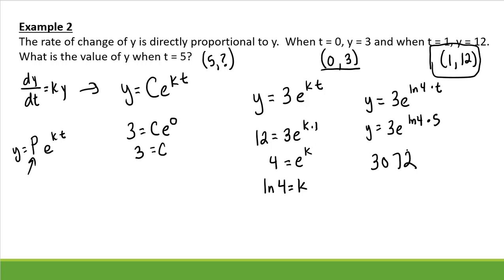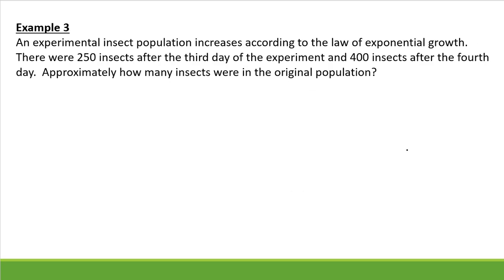Here we have a little bit more of a complex example, where an insect population increases according to the law of exponential growth. So I know I have this y equals c e to the kt. There are 250 insects after the third day of an experiment and 400 on the fourth day. Approximately how many were in the original? So this doesn't give us the initial c. It gives us after the third day there's 250, after the fourth day there's 400. So plug into your equation.